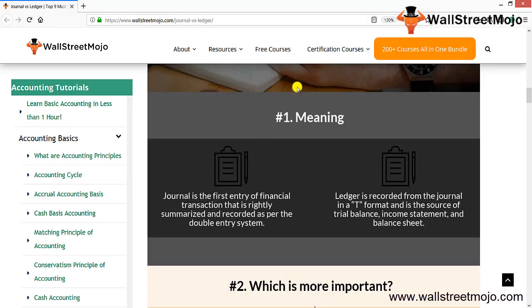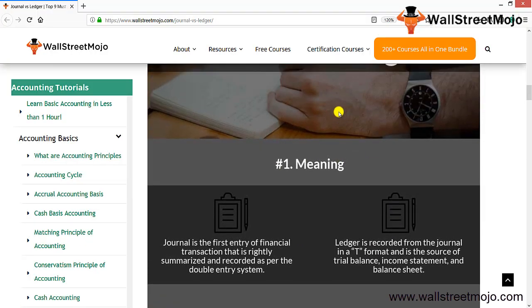Now, the meaning is the first point that we are supposed to discuss. The journal is the first entry. As I told you, it's the inception for the accounting of a financial transaction that is summarized and recorded as the double entry system. So in the journal, there will be recording on the debit side as well as the credit side of the transaction. There will always be a double effect. There can't be a single effect. If it had to be single, you go for the single entry system. But if you have a double entry system, you need to have two effects, and the journal records that.